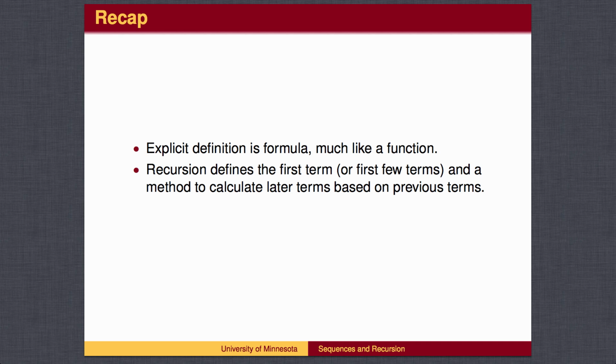To recap, an explicit definition gives a formula to calculate each term independently, much like a function. In a recursive definition, we need to specify the beginning of the sequence and a method to determine later terms of the sequence based on earlier terms of the sequence.